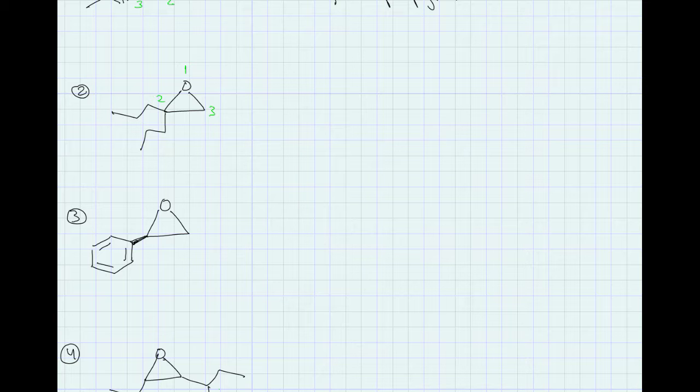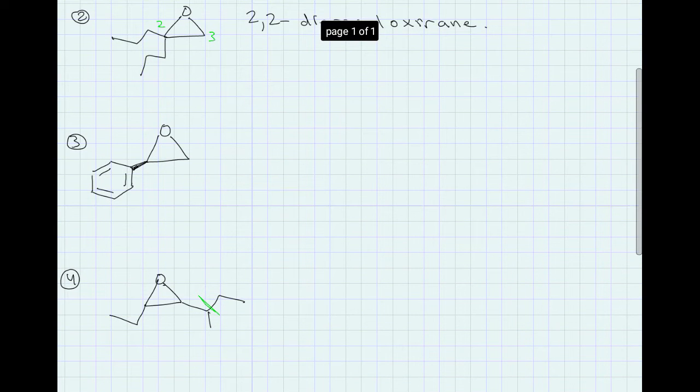So this is going to be 2,2-dipropyl oxirane. We don't need to indicate cis or trans because there's nothing on the other side of the ring. There's no stereochemistry because the two R groups are both identical, so there's no stereochemistry to report there. So 2,2-dipropyl oxirane. Let's look at number 3.